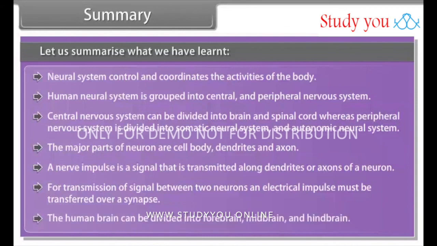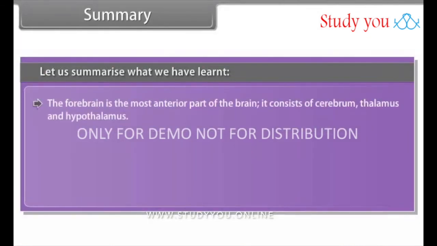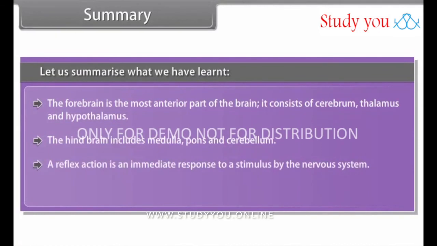The human brain can be divided into forebrain, midbrain and hindbrain. The forebrain is the most anterior part of the brain. It consists of the cerebrum, thalamus and hypothalamus. The hindbrain includes the medulla, pons and cerebellum. A reflex action is an immediate response to a stimulus by the nervous system.